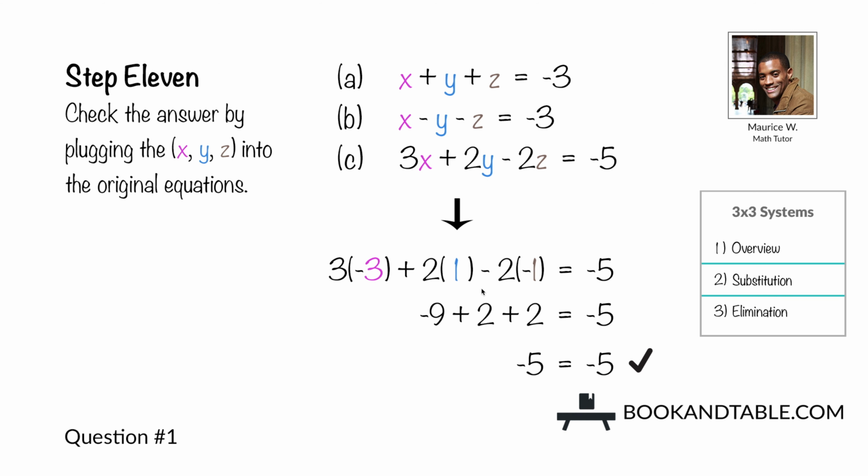And for equation C, we get 3 times negative 3, which is negative 9. 2 times 1 is positive 2. And negative 2 times negative 1 is positive 2. Negative 9 plus 2 is negative 7. Negative 7 plus 2 is negative 5, giving us the true statement, negative 5 is equal to negative 5, confirming that we found the correct values for x, y, and z. So the solution to this system is the point where x is negative 3, y is positive 1, and z is negative 1.